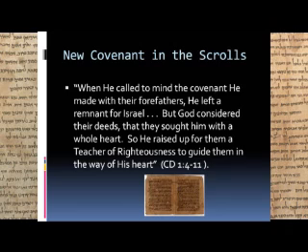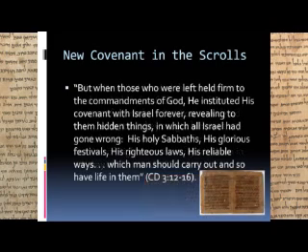"When he called to mind the covenant he had made with their fathers, he left a remnant for Israel. But God considered their deeds, that they sought him with a whole heart. So he raised up for them a teacher of righteousness to guide them in the way of his heart." And if you hear echoes of Jeremiah 31, you are correct.